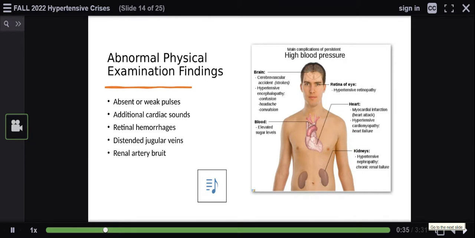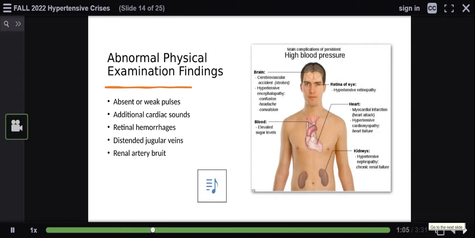What is that? You'll learn more about that in nursing four, or it can be because of a severe peripheral vascular disease. Next is the neck. It should also be examined for carotid bruit, distended veins, and enlarged thyroid gland. The upper abdomen can also be auscultated for the presence of a renal artery bruit that could be suggestive of renal artery stenosis.